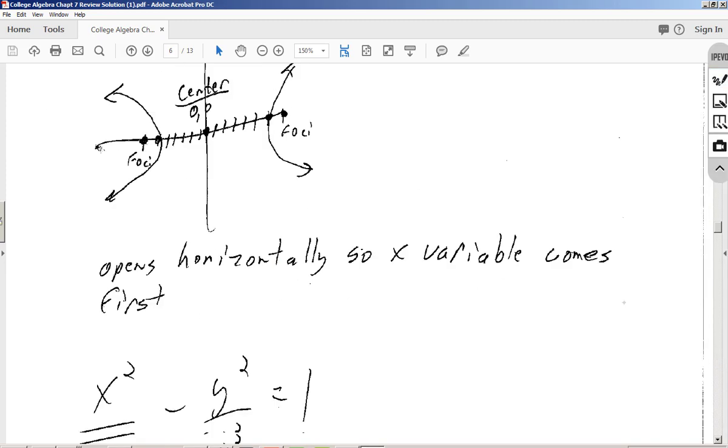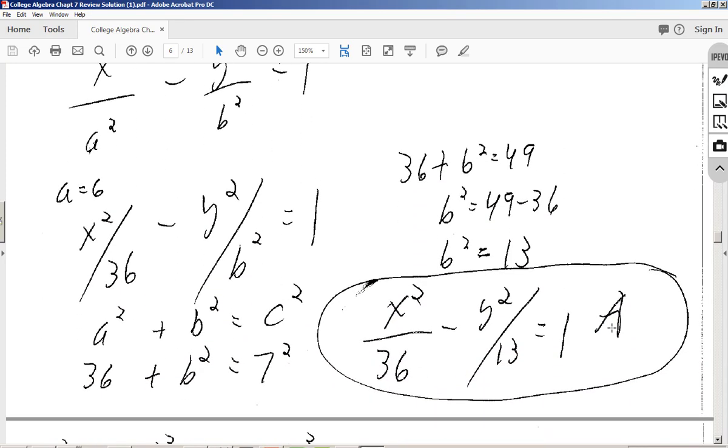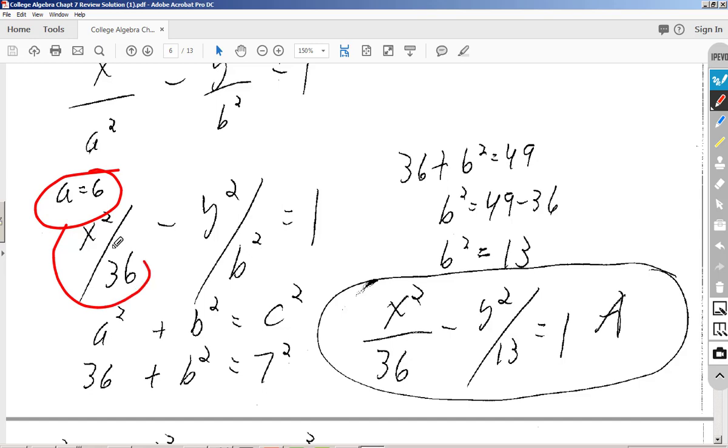So substituting my 6, right here I've written a equals 6. And when I square that, that gives me 36. So x squared all over 36 is my first part of my equation.